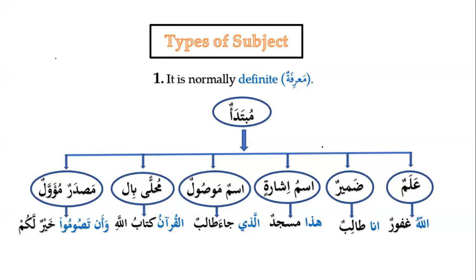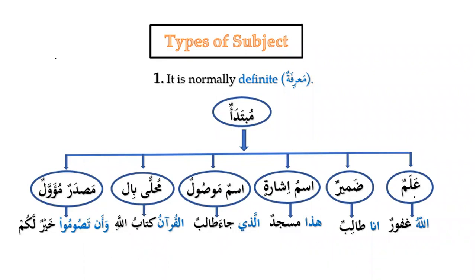In one of the previous lessons, we discussed the types of marifa, like how many types of marifa there are. And we discussed that there are 7 types of definite noun or marifa. So out of those 7 types, we have 6 of them over here, and 1 of them has been replaced.